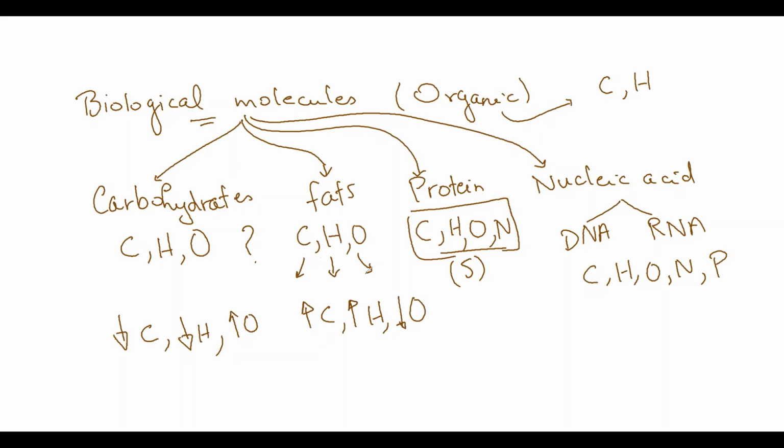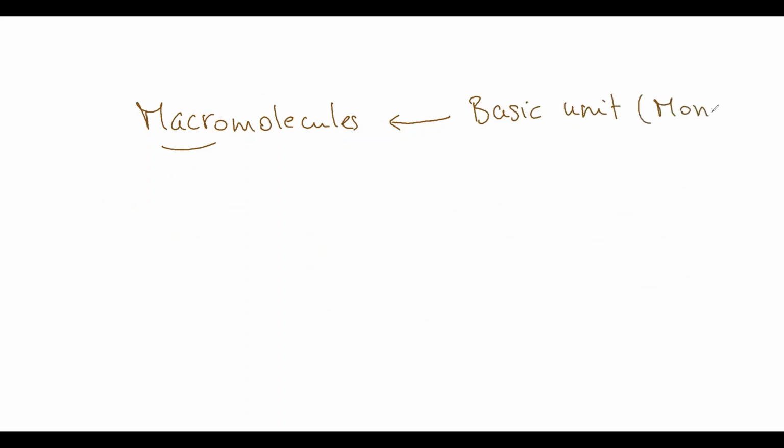Now, let's go to the classification, or what they are made of. And by the way, all the organic molecules, or the biological molecules, are large molecules. We call them the macromolecules. Macro means large. So all of them are large molecules, and they are formed of basic units, which we call the monomers. It's not really important to know this word, monomer, just enough to know that the macromolecules are formed of basic units.